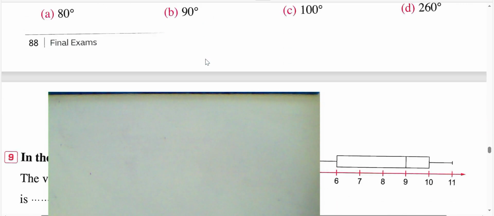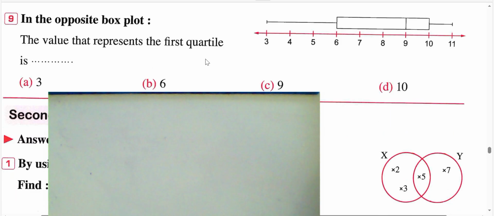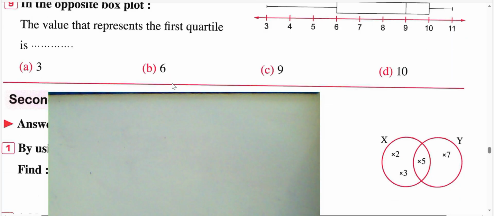Next question. The opposite box plot. The value representing the first quartile here is 6. 6 refers to the first quartile. The answer will be letter B. 3 is the minimum, 11 is the maximum. The median was 9, the third quartile 10, the first quartile 6. Then the answer will be letter B.